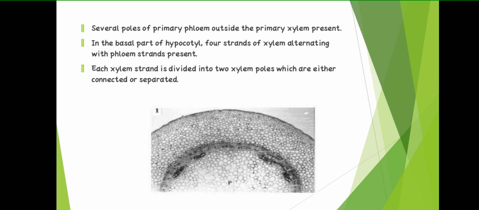That is, in the basal part of the hypocotyl, 4 xylem strands can be seen, and these xylem strands are usually arranged alternating with the phloem strands. And each xylem strand is divided into 2 xylem poles which are either connected or separated.